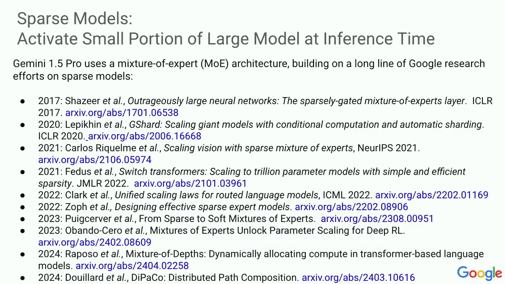Another aspect is how do you create models that have a lot of capacity but maybe are not fully activated on every example. You want to have parts of the model that are learned to be activated based on different kinds of contexts or that particular token or setting or prompt. And we've been doing work in sparse models for quite a while at Google. And Gemini 1.5 Pro, for example, uses a mixture of experts architecture, building on this long line of research about how to decide which portions of the model to activate.